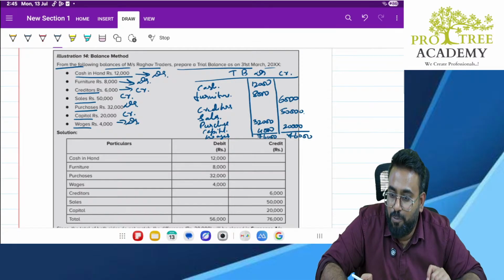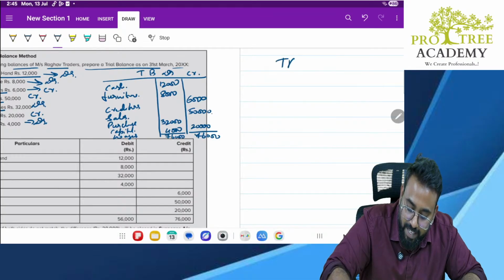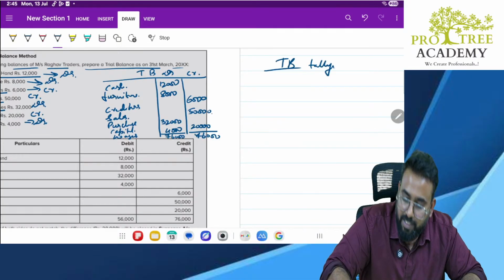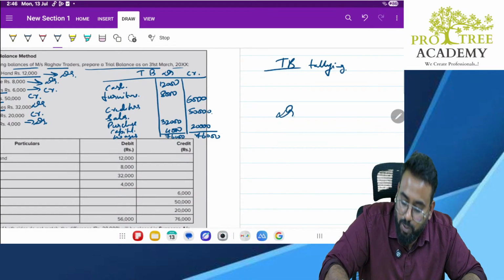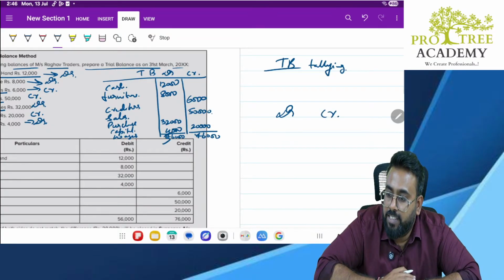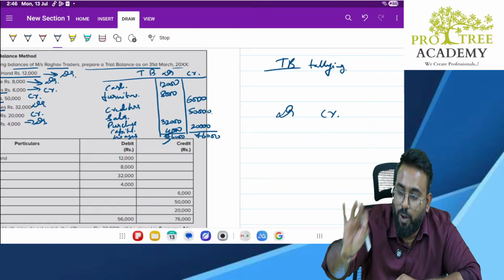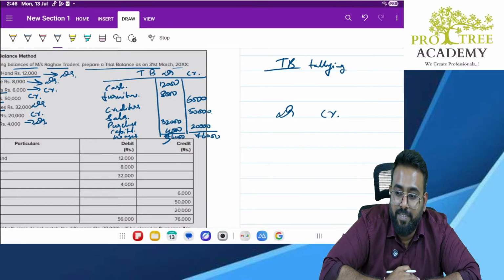Correct? Now, what does this mean? I already told you. Sir, trial balance should always be tallying. Correct or no? Debit should be equal to credit. But here it is 56,000, here it is 76,000. So what is happening? That means you have done some accounting wrong. Your accountant has done something wrong which you have not rectified. So what to do now, sir?